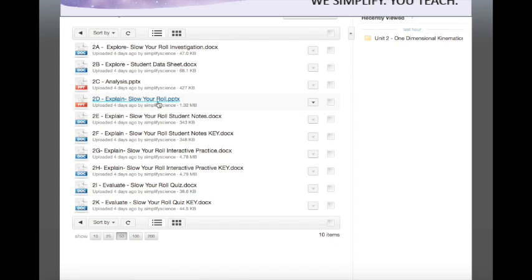Next, you see a PowerPoint presentation, 2D, and you see we switch from an Explore to an Explain. At this point, you're going to be explaining the information that they got in the lab and applying it to other situations. So this is going to be notes, it's going to be academic vocabulary, it's going to be examples. This PowerPoint right here actually has a voiceover, and it's been lectured and videoed, very similar to this video.